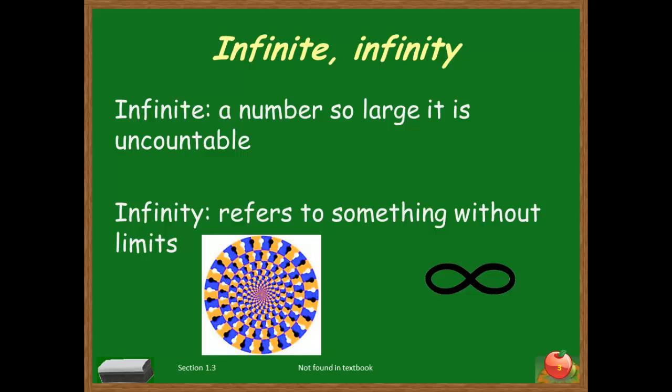Infinite or infinity. Infinite is a number so large it is uncountable. You cannot count infinite objects. Infinity refers to something without limits. It goes on to infinity. This is the infinity symbol. There are an infinite number of points on a line, so many points I cannot count them. But a line goes to infinity. It goes on forever.